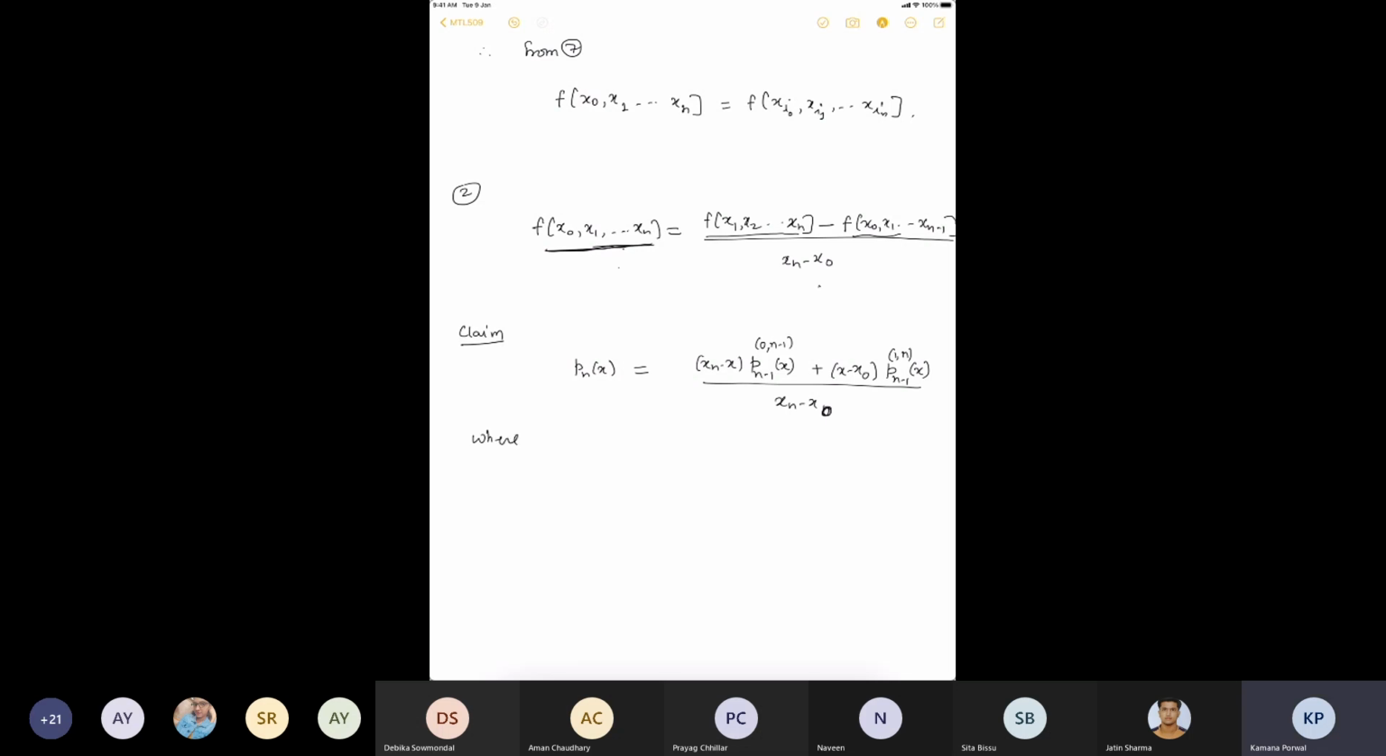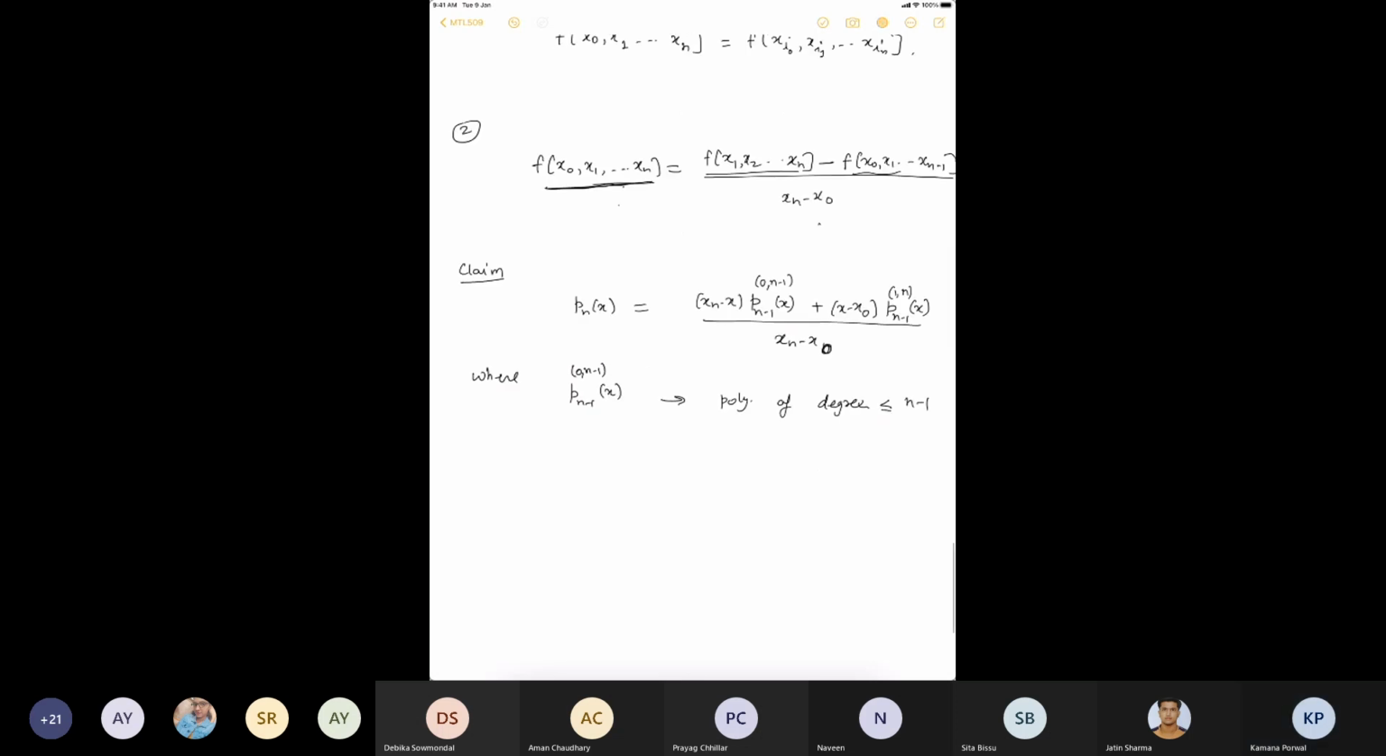Now, what are these polynomials here? Let me write explicitly. This is a polynomial of degree less than or equal to n minus 1, which interpolates the function f(x) at these nodes. So we have x naught up to xn minus 1. So that's what I'm having in the superscript, 0 up to n minus 1.